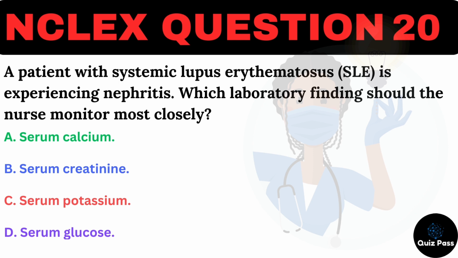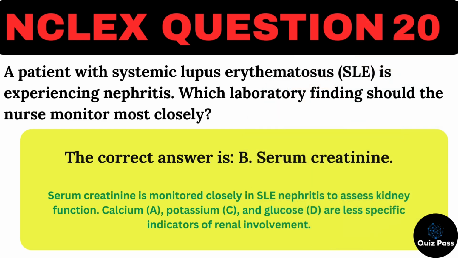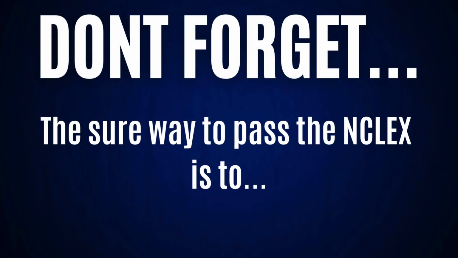The correct answer is B. Serum creatinine. Serum creatinine is monitored closely in SLE nephritis to assess kidney function. Calcium, A, potassium, C, and glucose, D, are less specific indicators of renal involvement.